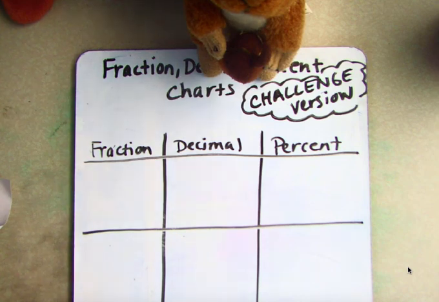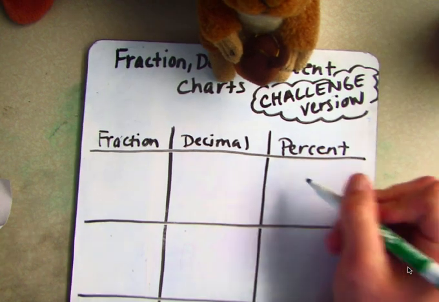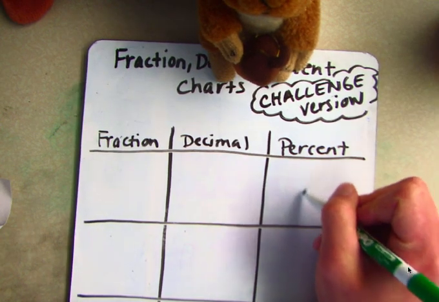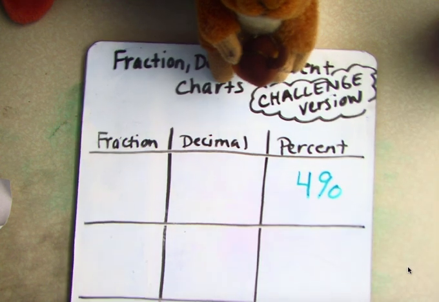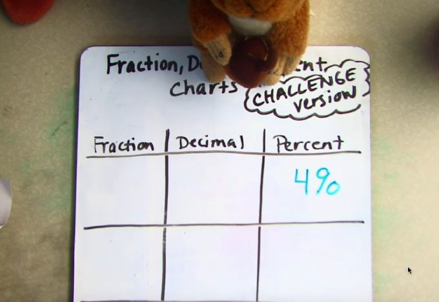You might want to have a calculator handy for this, it's always helpful. You don't necessarily need a calculator for this. So let's get started. Let's say you end up with 4%, something like that.